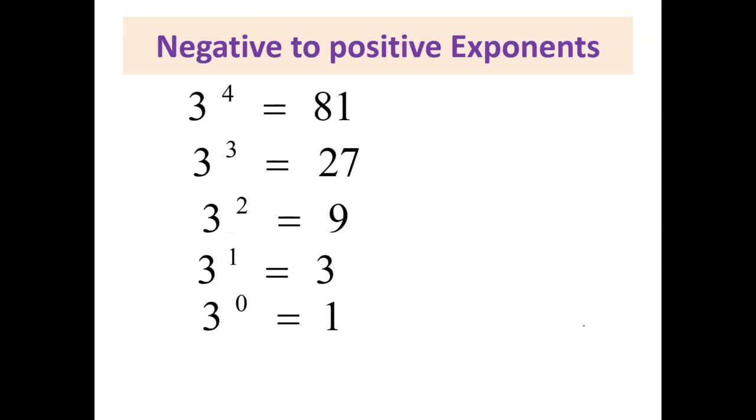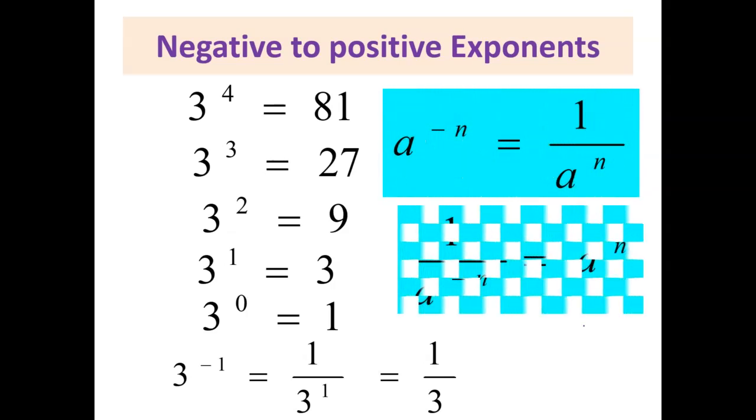So on my right side, I will divide 1 by 3. That will give me 1/3. So this is how your next row will be. 3 to the power negative 1 equals 1 over 3. It's the same thing as 1 over 3 to the power 1. So to understand this better, we will write down 2 rules which will show us how to change a negative into a positive exponent.